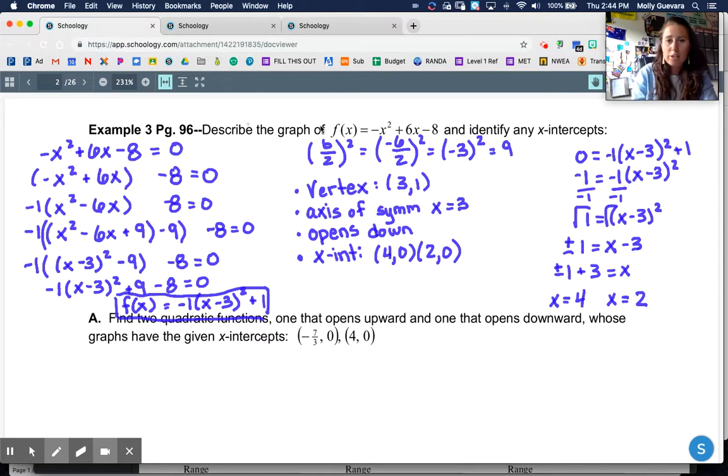And I've described the graph, right? And I found the x-intercepts. So that's all I needed to do. So really the big part here is just completing the square. Okay, we're gonna keep trucking along here.